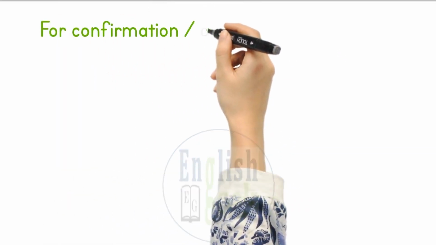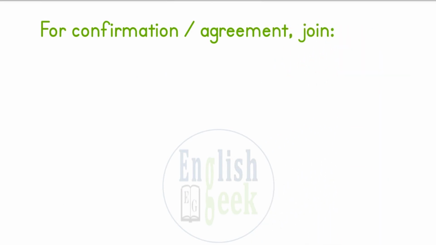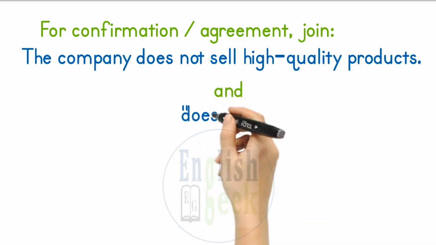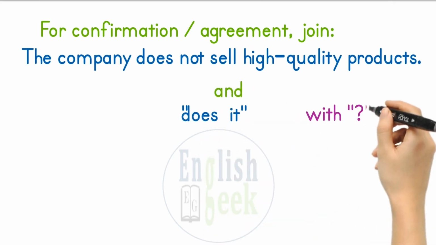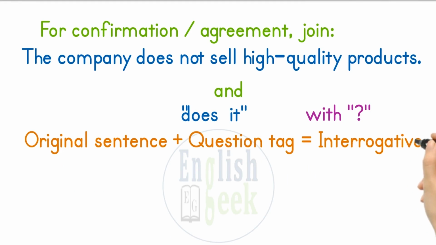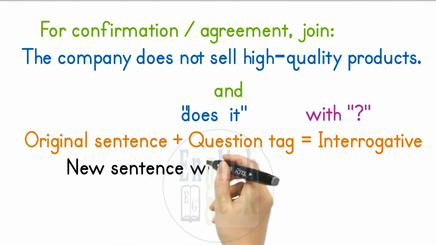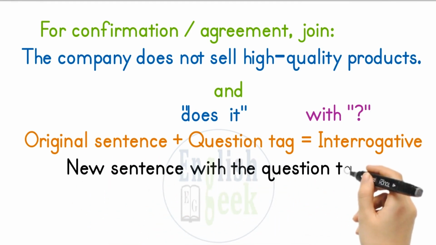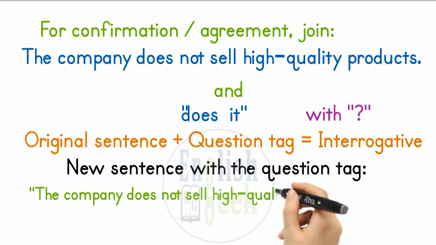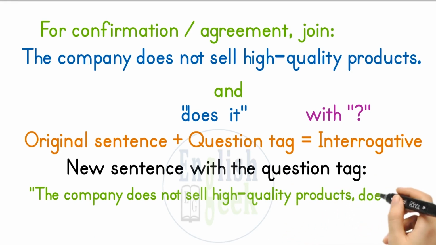In order to seek confirmation or agreement from the listener, the original sentence and the tag, "does it?" are joined, and a mark of interrogation is put at the end, making it an interrogative sentence. So, the new sentence formed after adding the question tag becomes, "The company does not sell high-quality products, does it?"